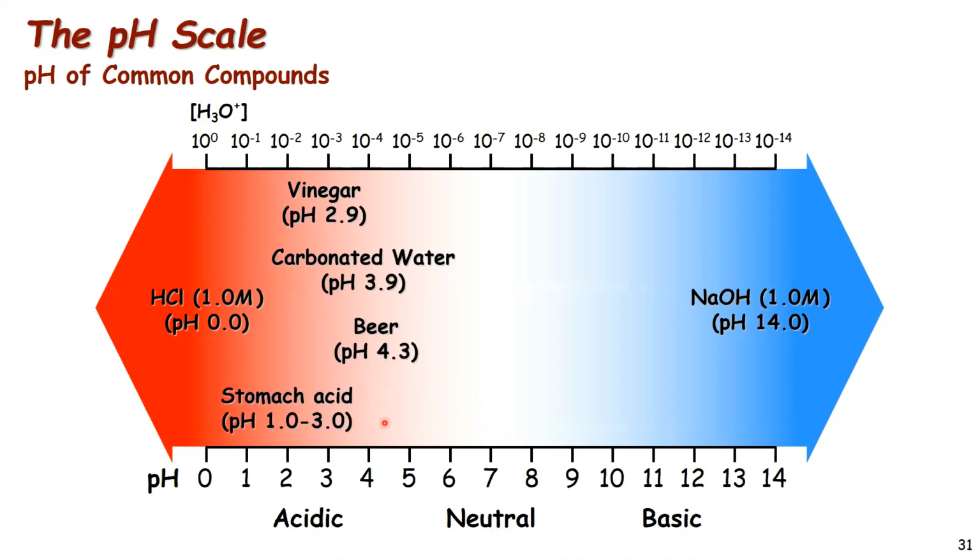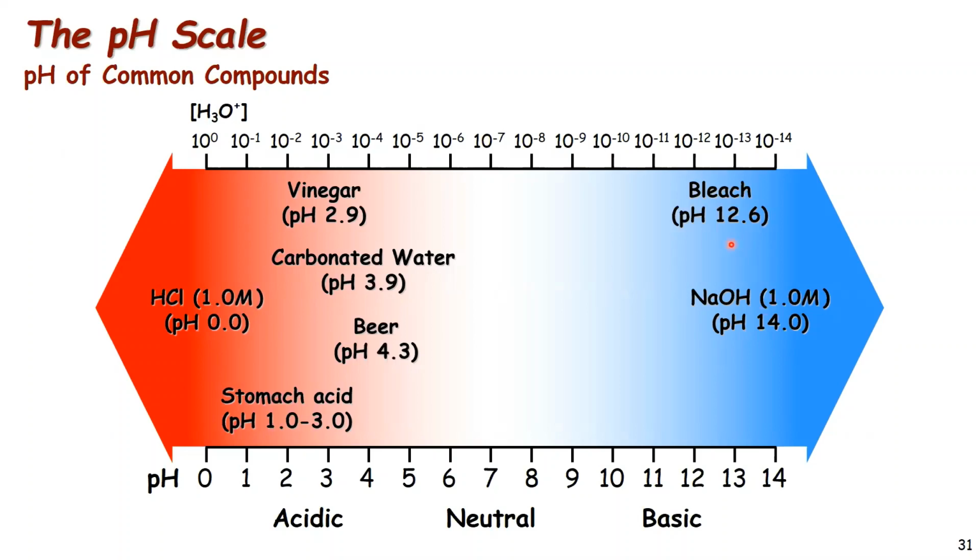Stomach acid is nothing more than a solution of hydrochloric acid. Depending on whether or not you eat, when you eat, you're going to have more acid, and when you're not eating, you're going to have less acid. So when you're eating, the pH of your stomach might be 1, and in those times where you're not eating, the pH might drop down to 3. So again, your body's controlling how much hydrochloric acid is actually in your stomach.